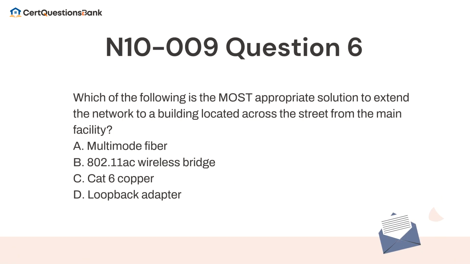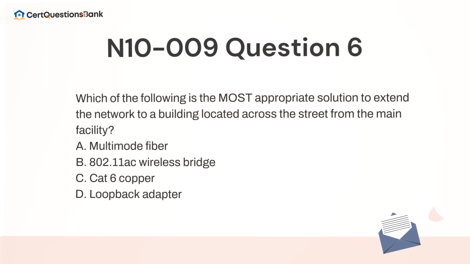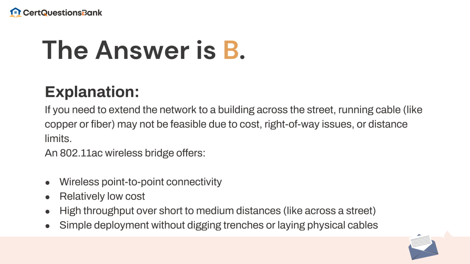Which of the following is the most appropriate solution to extend the network to a building located across the street from the main facility? A. Multimode fiber. B. 802.11 AC wireless bridge. C. Cat6 copper. D. Loopback adapter. The answer is B.